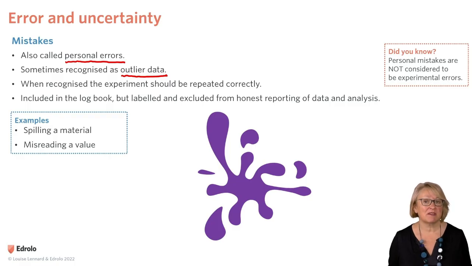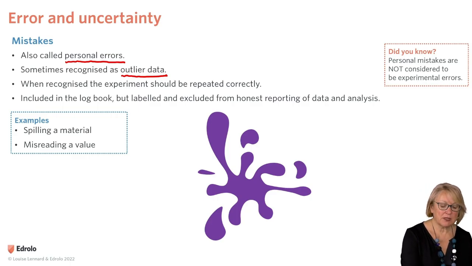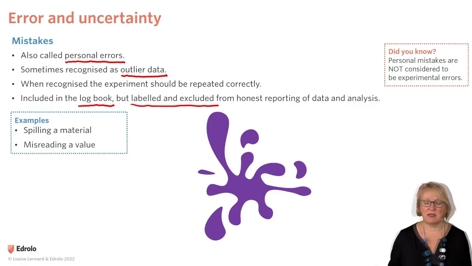Maybe you've spilt some solution or something when you're trying to do a technique. If you recognise that you've made a mistake, record the data but don't use it in your report. So you should repeat the mistake if you pick it up as you're doing it. You include it in the logbook, but you label it and exclude it from the honest reporting of the data and analysis. So it could be, for example, spilling something or misreading a value.